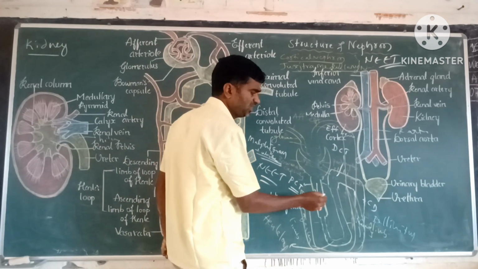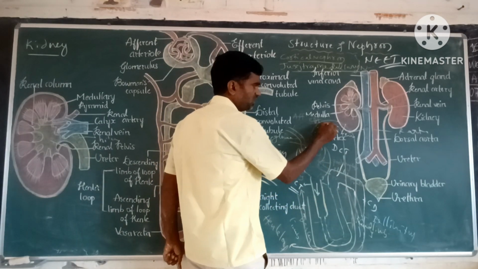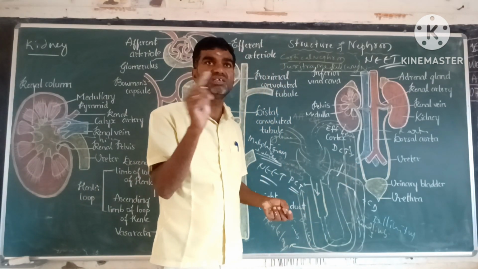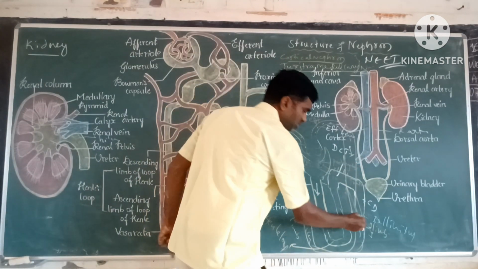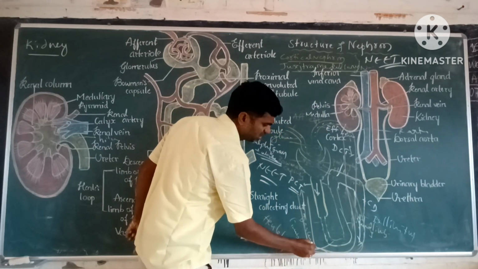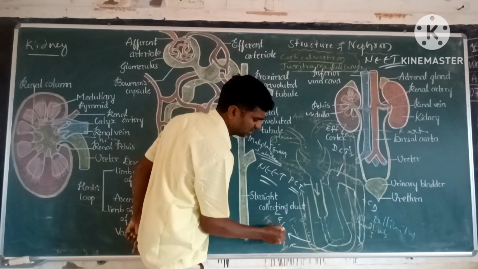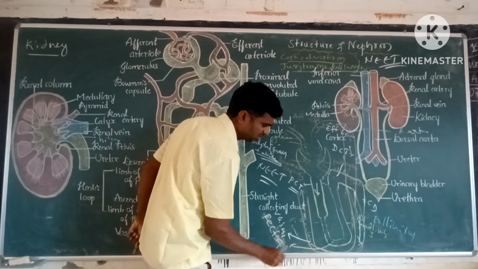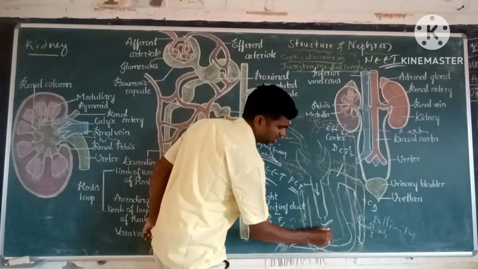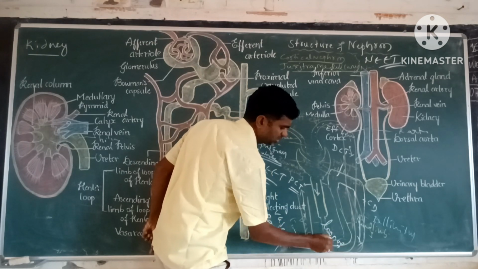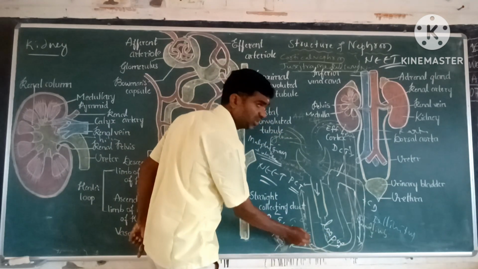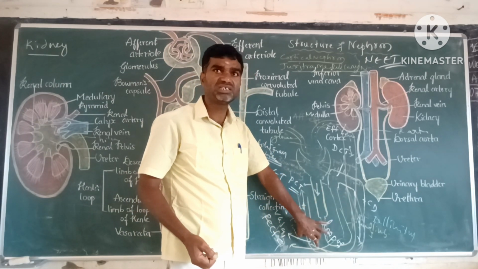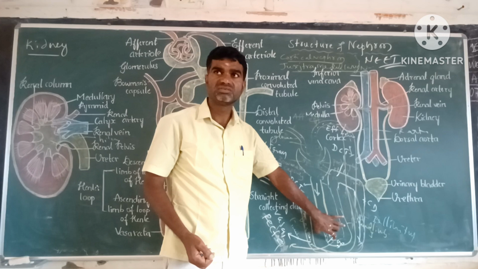Now, see here, blood is coming through the efferent renal arteriole. From here to here, this region is called the vasa recta. And this is called the loop of Henle. Loop of Henle and vasa recta, both are there now.